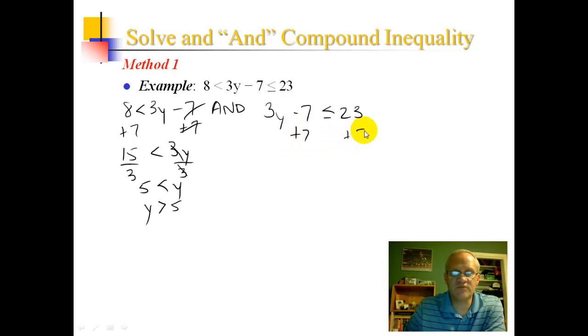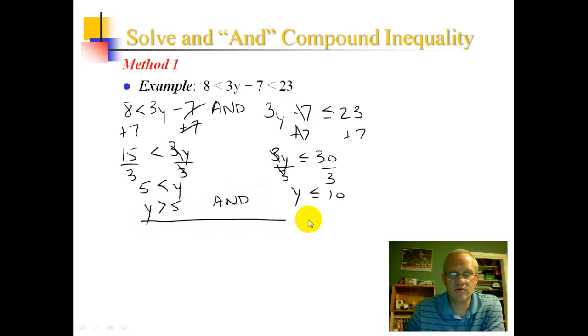I'm going to do the plus 7 first, just like I did on this side. 3y is less than or equal to 30. Divide by 3. So y is less than or equal to 10. So we've solved both parts separately, and we would say here that y is greater than 5 and y is less than or equal to 10.